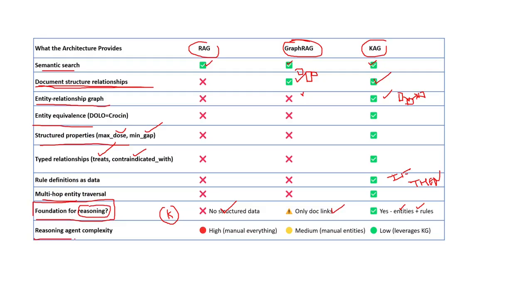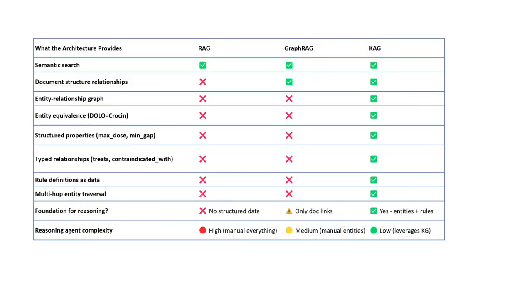Building a reasoning agent's complexity, as I mentioned, is very high for RAG, as it is not structured data, it is top k, so you have to build it manually. For GraphRAG it is medium, and for KAG, with manual entities, it is very low. So the reasoning model out of the KAG you can build easily.